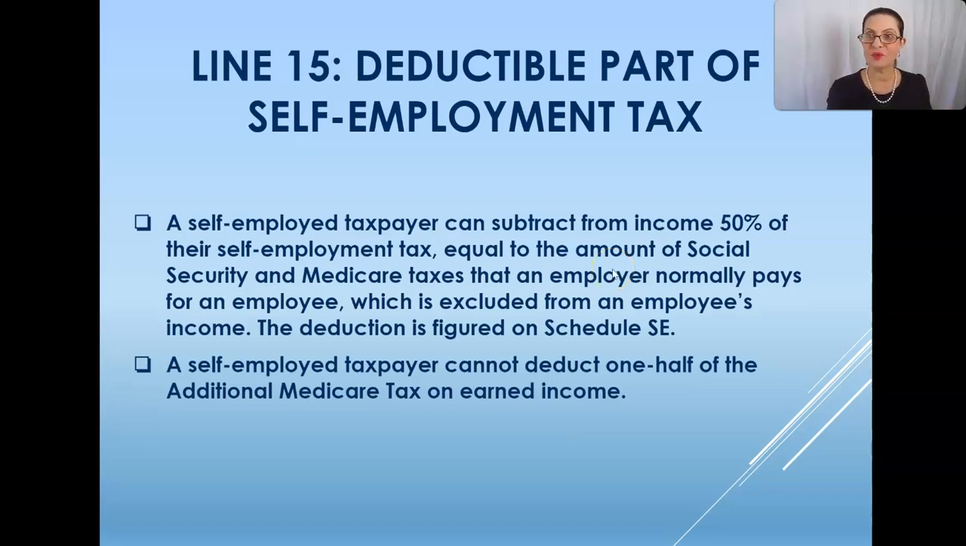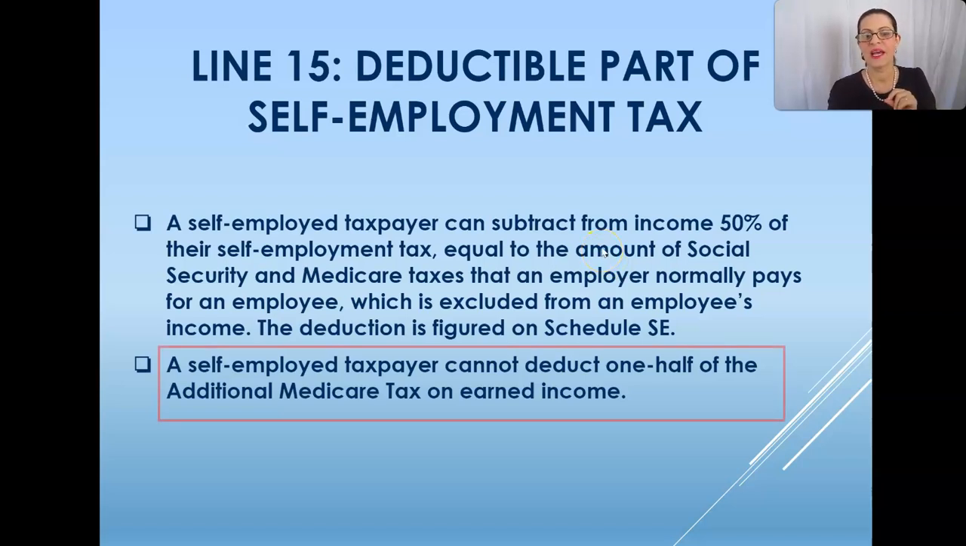Now, if you have a self-employed taxpayer that is in the higher income thresholds and they have to pay the additional Medicare tax, they cannot deduct 1/2 of the additional Medicare tax on their earned income. The additional Medicare tax kicks in at higher income thresholds. And I'm going to talk about the additional Medicare tax in a later webinar. It's an ACA tax. This is one of the taxes that was instituted by Congress to fund the Affordable Care Act. You can't deduct 1/2 of the additional Medicare tax as an adjustment to income.